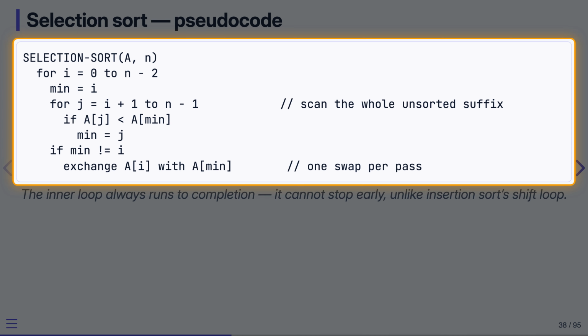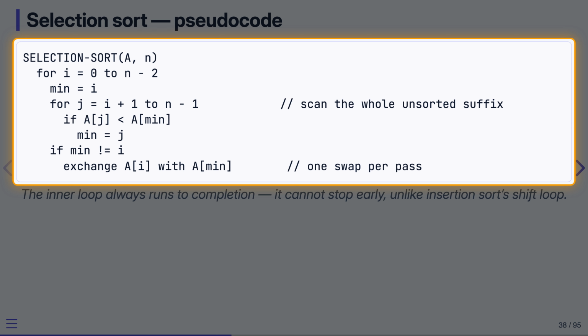Let's read selection sort in pseudocode. The outer loop runs I from 0 up to n-2. We start by guessing that the minimum is at index I, so we set min to I. The inner loop runs j from I plus 1 to n-1, scanning the whole unsorted part. If A at index j is less than A at index min, we found a smaller value, so we update min to j after the scan.